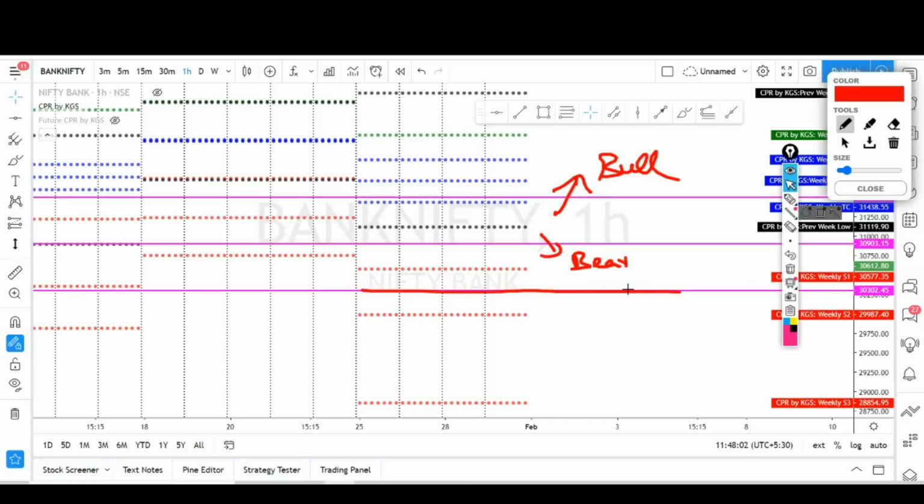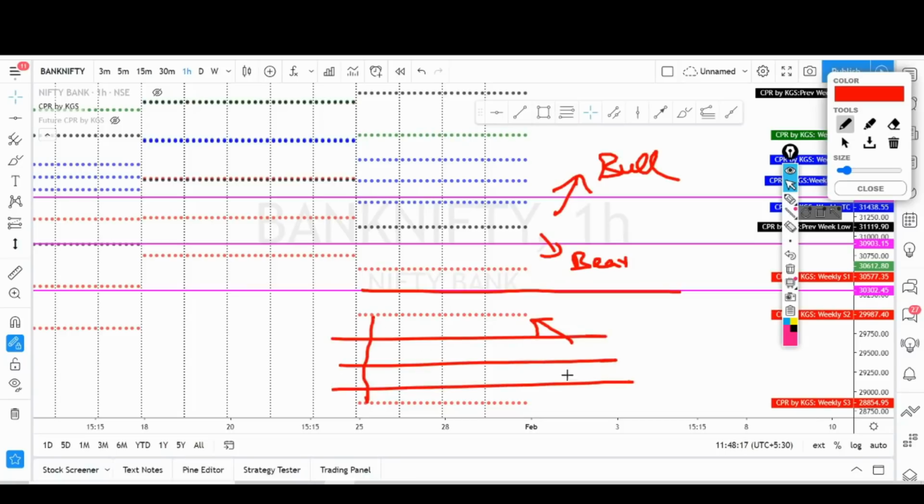And if that level is reached, for the upcoming targets, I will be using my weekly CPR as I said in Nifty. So my next target will be weekly S2, and then I will be dividing this into 4 parts. Okay, so this 25%, 50%, 75%, and then 100%.